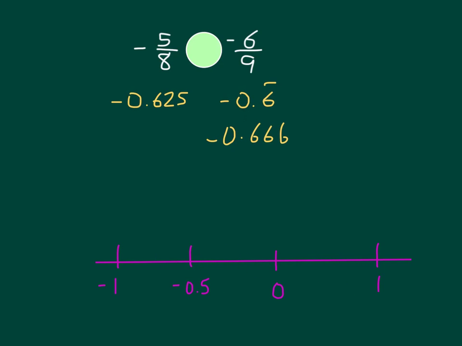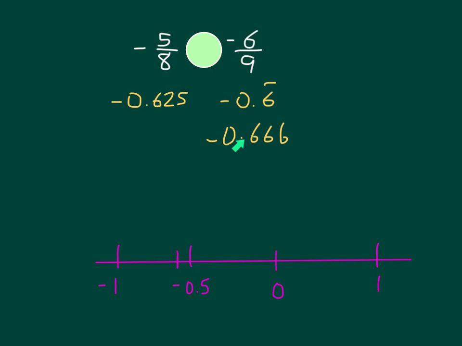So I changed my number line here to show the decimals. So we know negative 0.625. All right. Here's negative 0.5. Negative 0.625 is going to fall to the left of that. It's going to be smaller than negative 5/10. Okay, so I'll put a mark about right here for that.